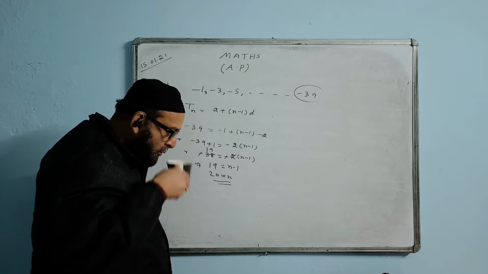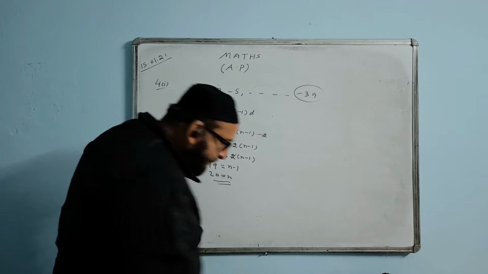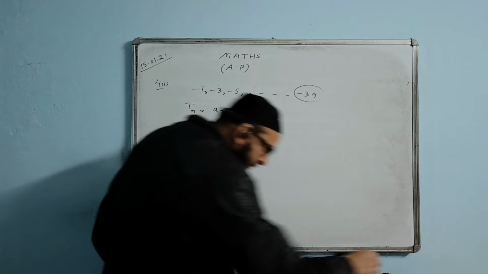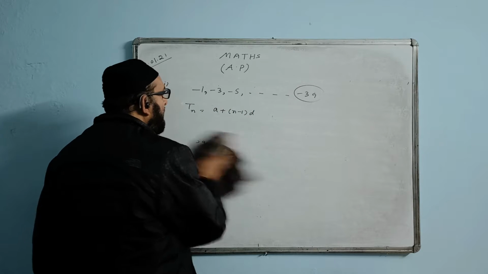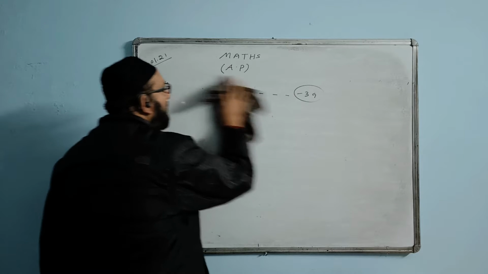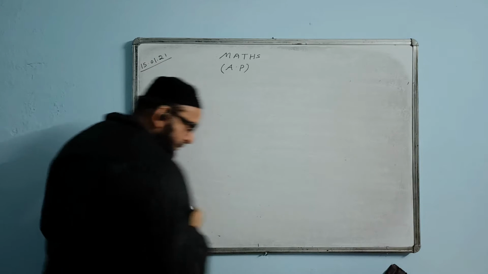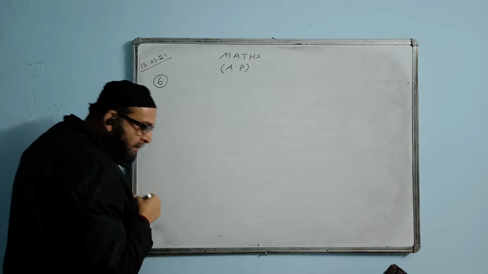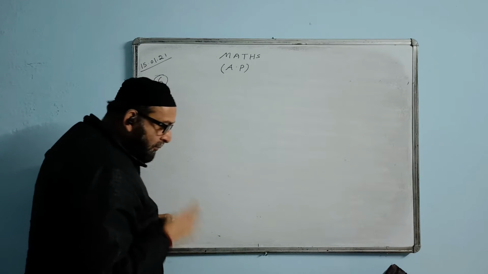Which other number? Number? Have you done number 6? Number 6. Did you do number 6? Number 6, I am doing it here. Huh? Okay, let's do number 6.